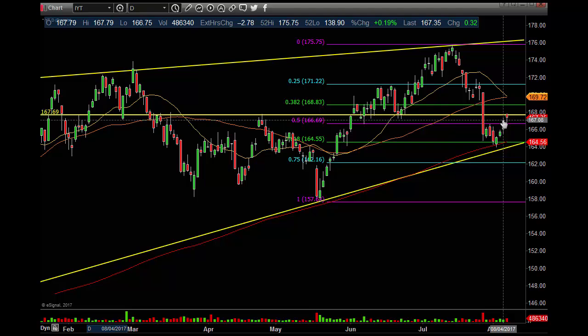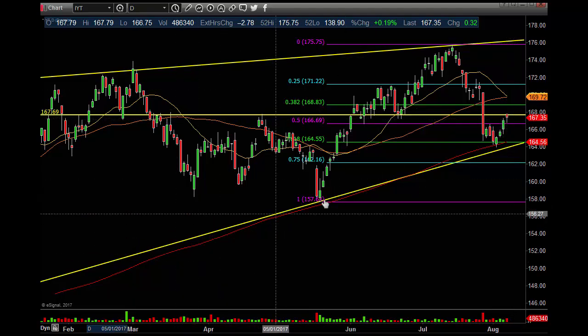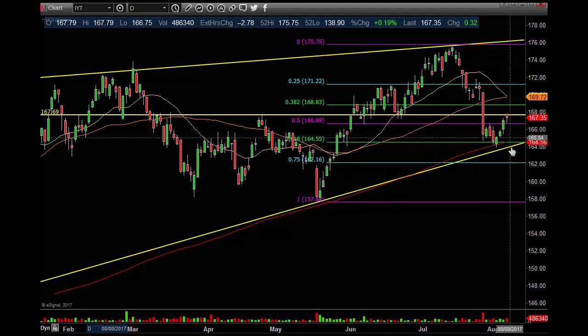And honestly, this one could keep floating. As long as we hold this trend line down in here, I think we'll be all right. If this trend line starts to crack, we're most likely going to 157 and possibly lower. So watch for that.